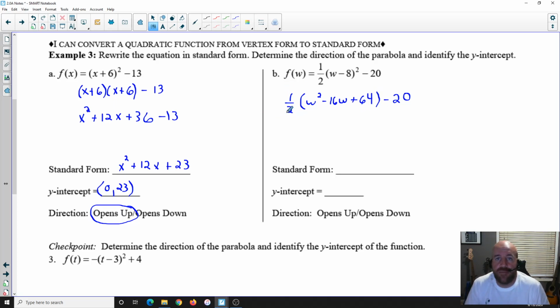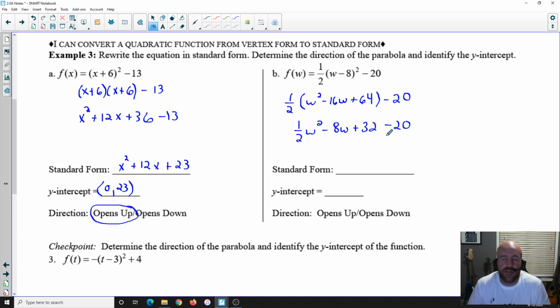Now we have to multiply by 1/2 to these terms only. The negative 20 is on the outside. So 1/2 w squared. Get 1/2 of the middle one, which would be negative 8. And then 1/2 of this would be 32. And now we can drop the negative 20 down.